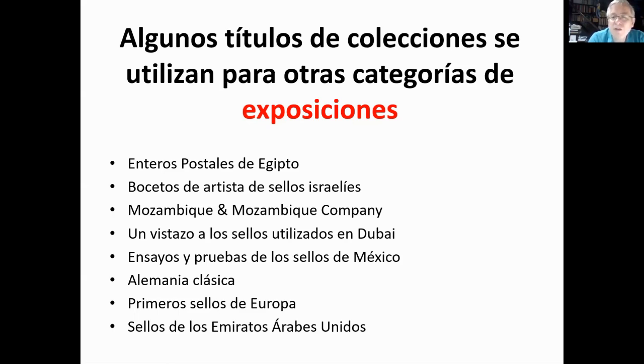An exhibit title closer to home, which I think came from the New York 2016 exhibition, Essays and Proofs of the Stamps of Mexico. Again, no idea whether this is 19th century issues, 20th century issues, all types of postal issues, or there's no detail. Perhaps one of the worst of all is Classic Germany. Looking at this title in isolation, you have absolutely no idea of the scope of that exhibit. First Stamps of Europe is a close second. No idea. It conveys no information about the scope and content.